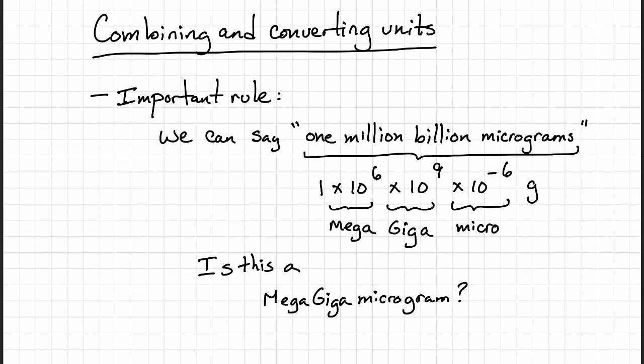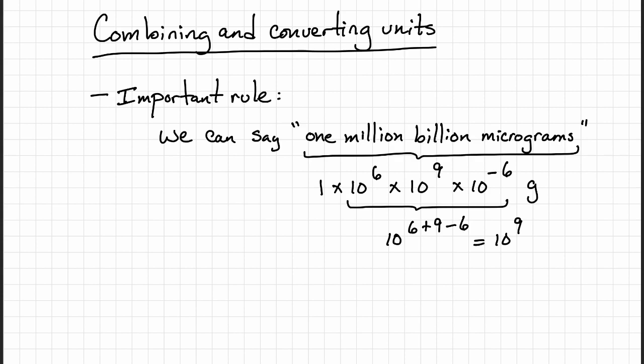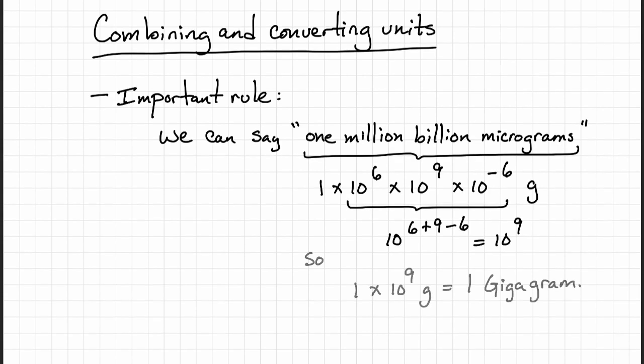So is this a mega giga microgram? No, it's not. The SI system does not allow us to combine prefixes by adding one on top of another. If we need to combine 1,000,000,000,000 micrograms, we have to multiply the multipliers together. So 1,000,000,000,000 micrograms is just a gigagram.